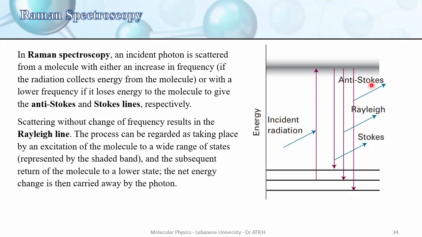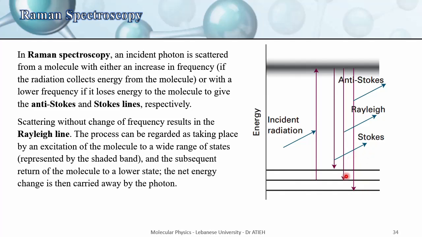This process of Raman spectroscopy can be understood as if the molecule is being excited by the incident photon. It's going up to a higher energy level, to a wide range of states represented here by the shaded band. So in the case of an anti-Stokes line, you can see it starts from this level here. So it goes up and then it goes down to a lower level. By that it is emitting a photon with higher frequency, a photon with higher energy in comparison with the incident photon.